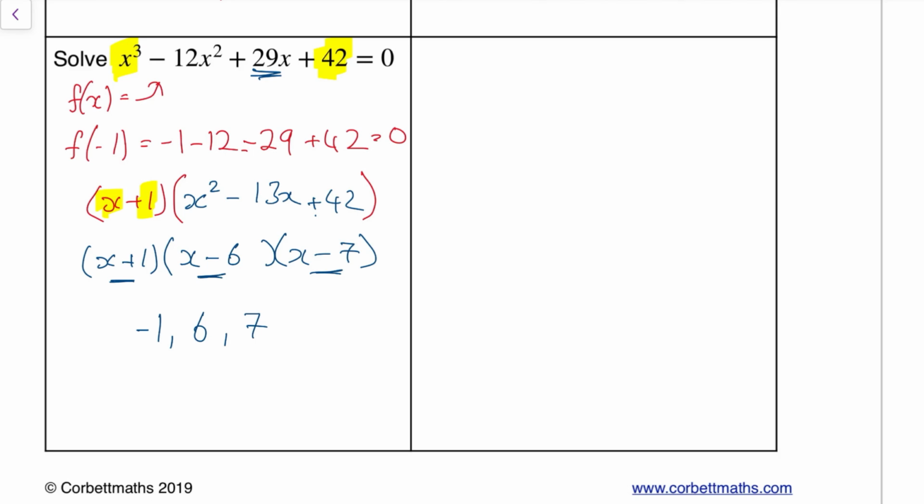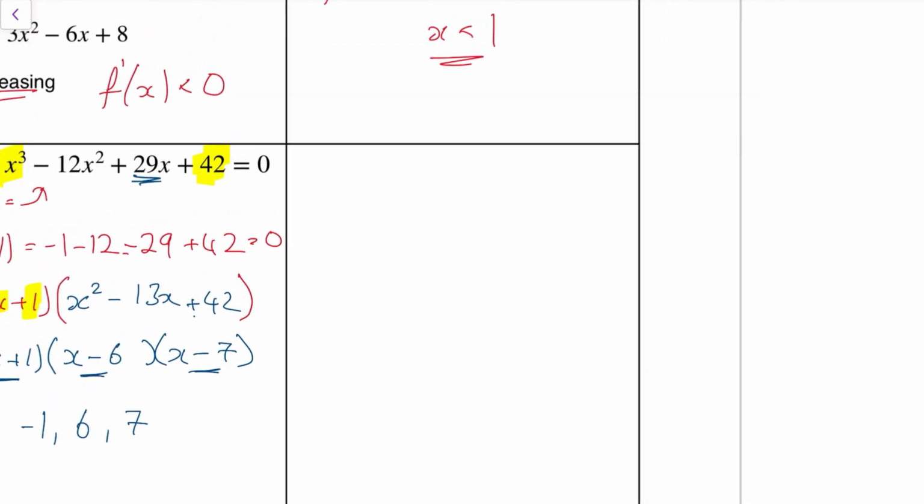The question is basically saying, can you factorise it, and then can you tell me what the roots are? Great ending question. I really like that question, I have to say.